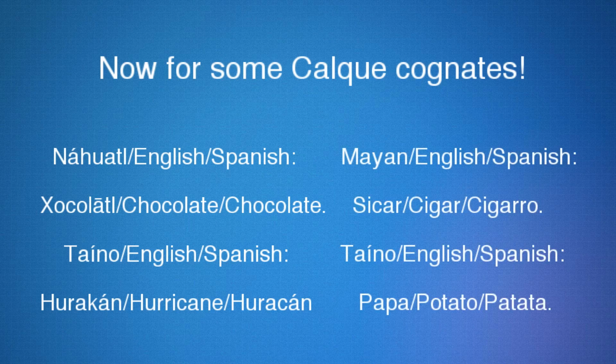For Mayan, English, and Spanish, we have cigar for Mayan, cigar for English, and cigarro for Spanish. For Taíno, English, and Spanish, we have papa in Taíno, potato in English, and patata in Spanish.